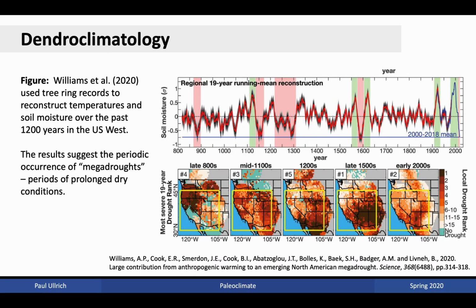A recent paper by Williams et al., published in 2020, showed that tree ring records could be used to reconstruct temperatures and soil moisture in the U.S. West over the past 1,200 years. Their results showed that periodic occurrence of megadroughts was common in this region, that is, periods of particularly prolonged dry conditions, including extreme droughts that occurred in the 1500s and from the mid-1200s past the 1300s. These megadroughts are particularly concerning and useful for understanding future planning of water resources.